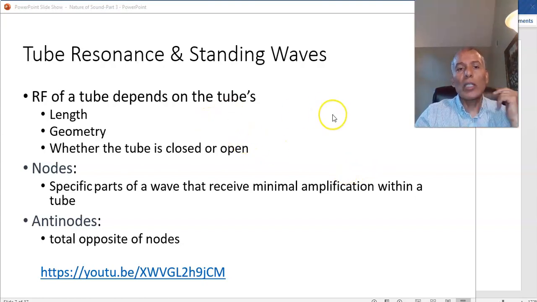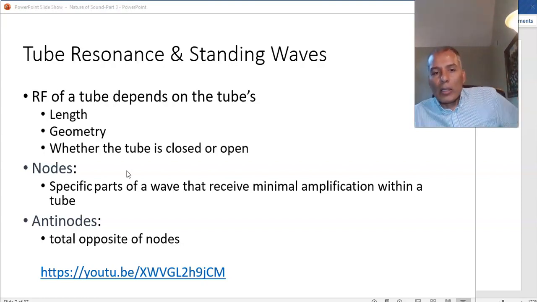So the resonant frequency of a tube depends on the length of the tube, the shape, configuration of the tube, its geometry, if it's square, cylinder, and so on, and whether the tube is closed on one end or closed on both ends. So now you notice that these are different than what we mentioned before about length, mass, and all of this. The other ones have to do with mechanical resonators, like just a rubber band. Tension, length, and mass, or density.